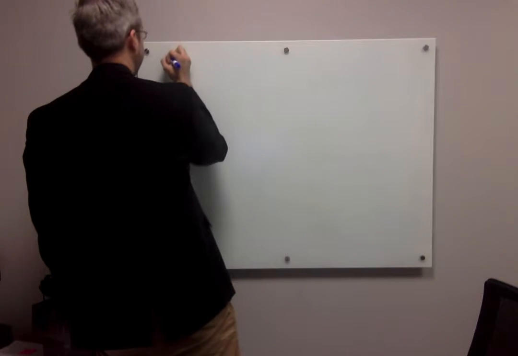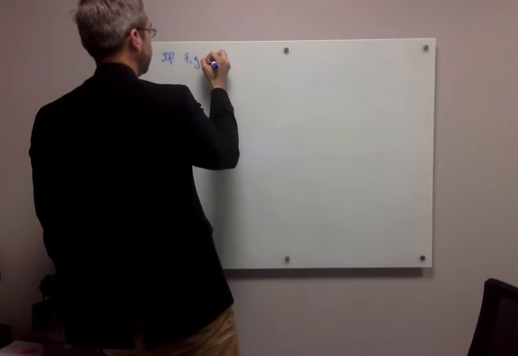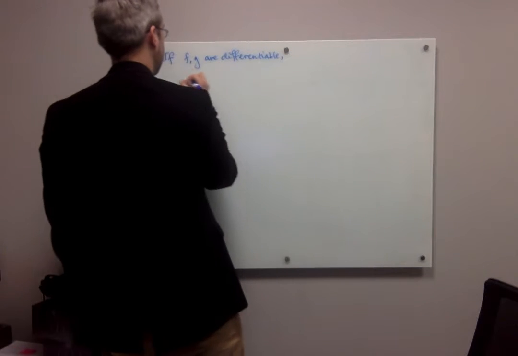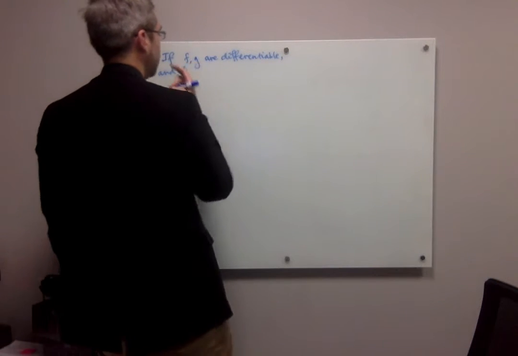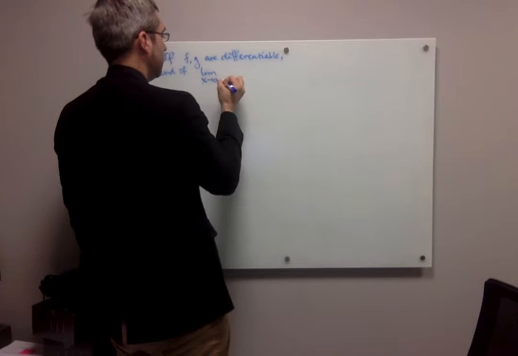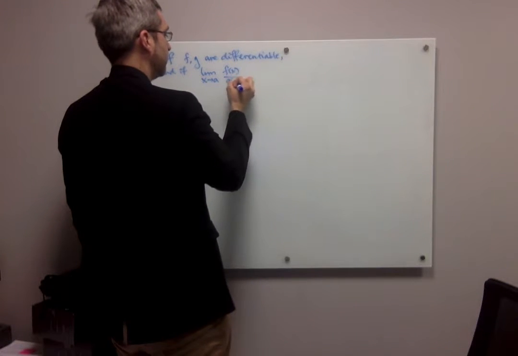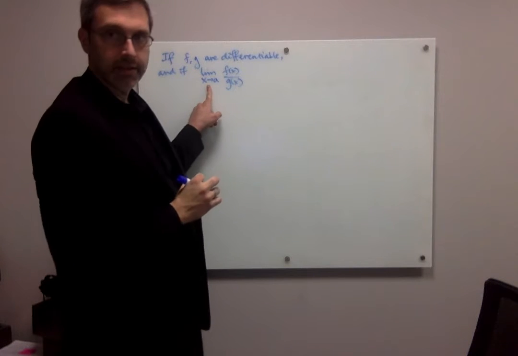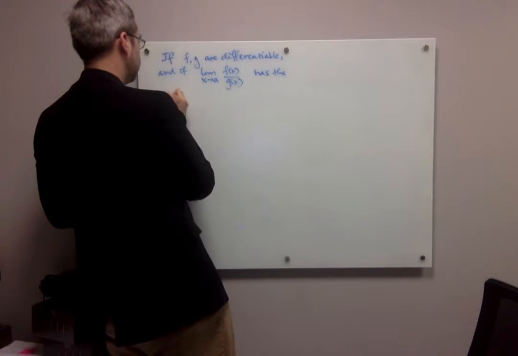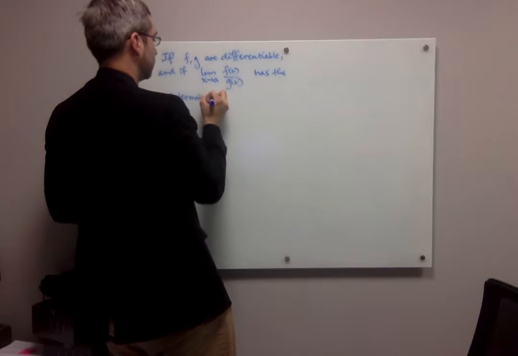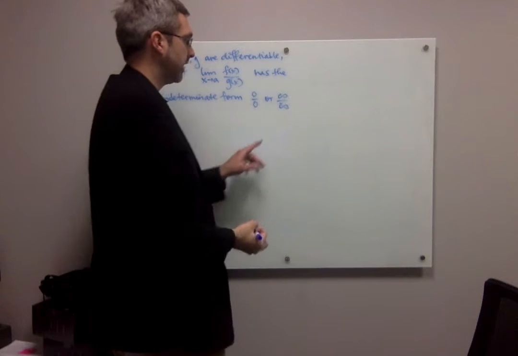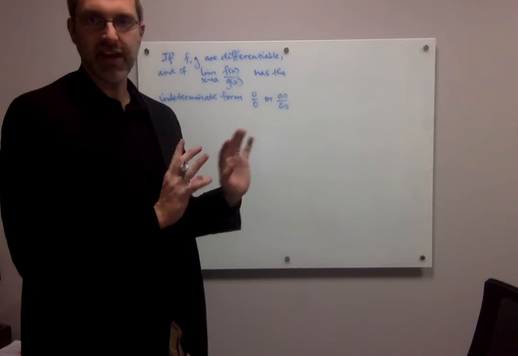All right, so the rule says that if I have two functions, f and g, that are differentiable, so we have to be able to take derivatives, and if the limit as x goes to a of f over g, so we're going to be looking at a limit of f over g, has the indeterminate form zero over zero or infinity over infinity, and again, when I write infinity over infinity, plus or minuses are fine in there.